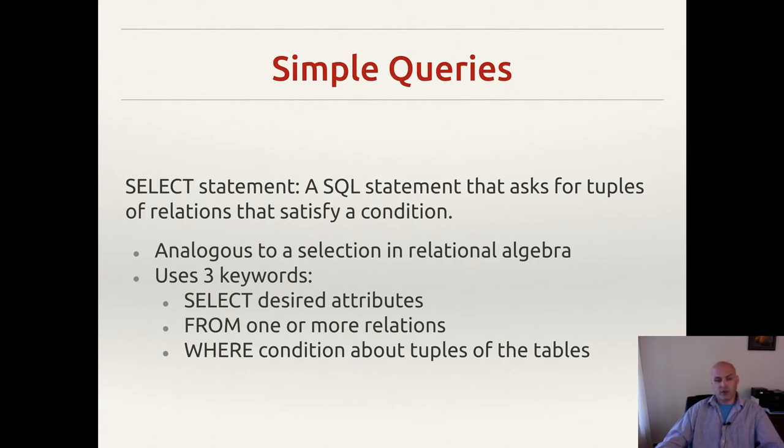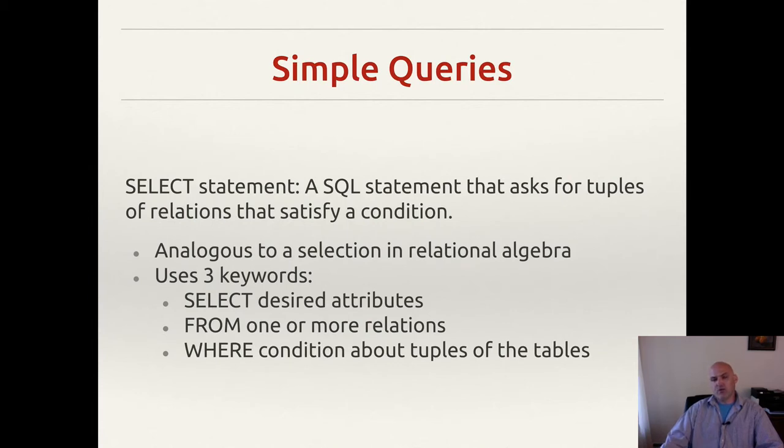Those keywords are select, where we're going to add the desired attributes. When I was doing select star before and just kind of rolling that out, I was referring to having all the attributes, right? But you can specify them, and we'll see that in a moment. The from is where you specify which relations you want to use.